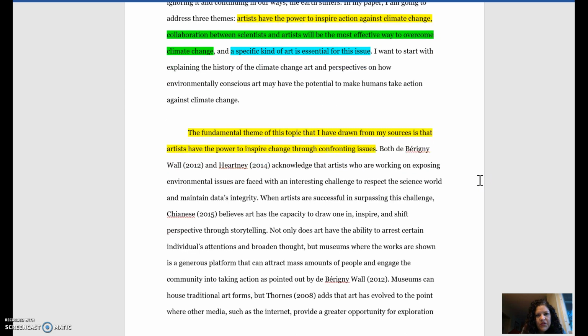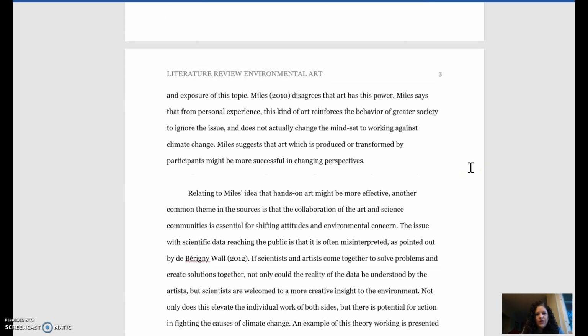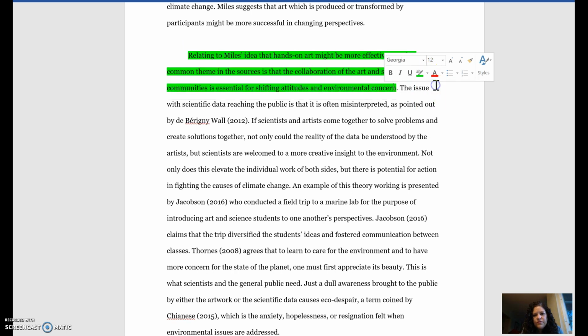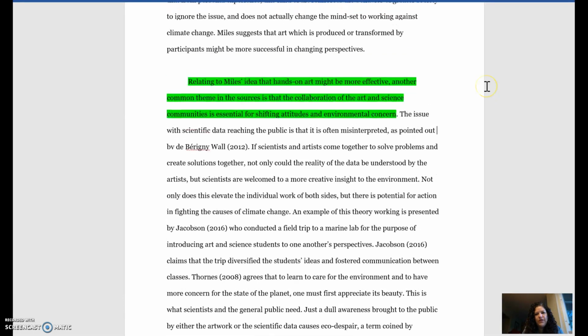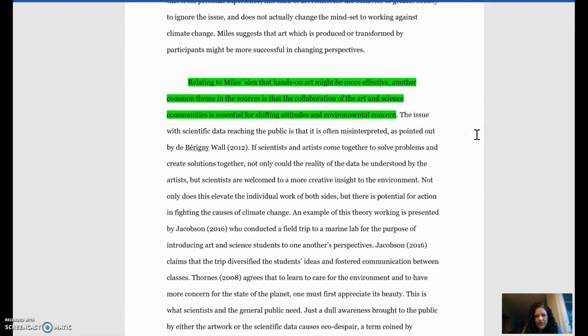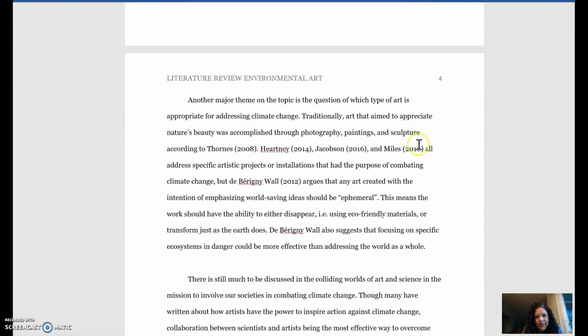The next thing, we've got collaborations between scientists and artists. So I'm going to look down here and say, and we've got it here. I made that one green. So relating to Miles' idea that hands-on art might be more effective. Another common theme in the source is that collaboration of the arts and science communities is essential. So we've got collaboration. That's perfect. And then I'm going to look for the specific kind of art. So the last body paragraph should talk about the type of art that we're talking about.